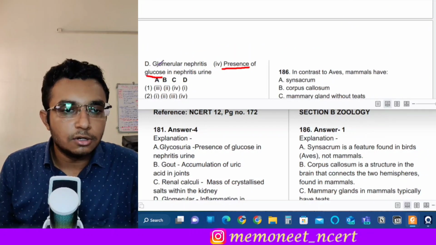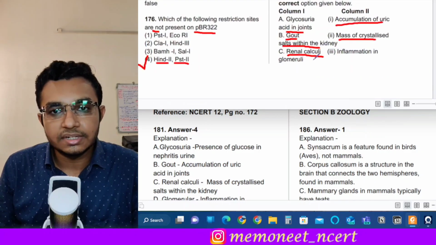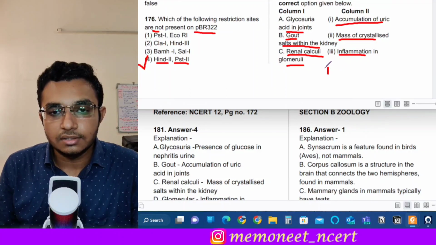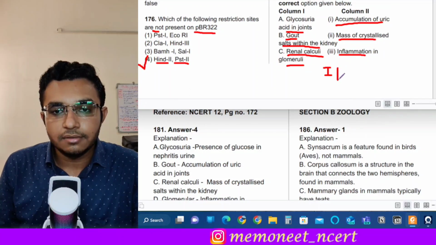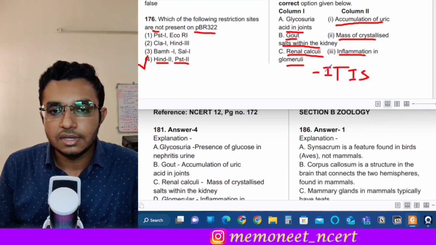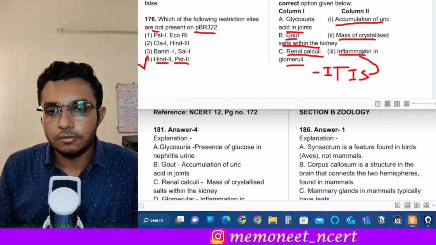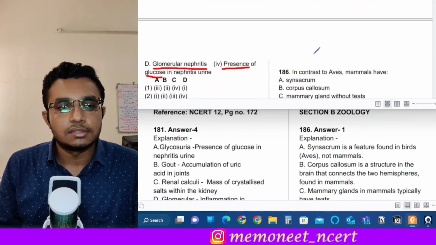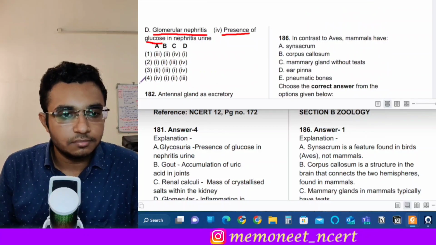D is glomerular nephritis. Now what is glomerular nephritis? It is inflammation in the glomeruli. See, whenever there is use of itis, okay, this is very important. Whenever they use itis, I-T-I-S, this itis as suffix suggests inflammation. Okay, it stands for inflammation. So remember this. So here the correct answer will be option 4.